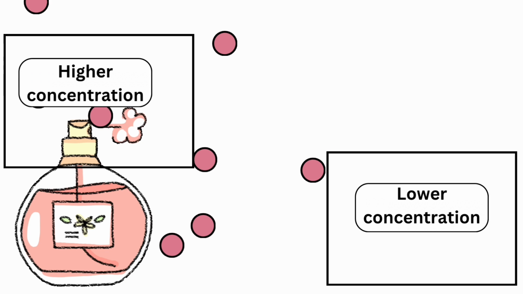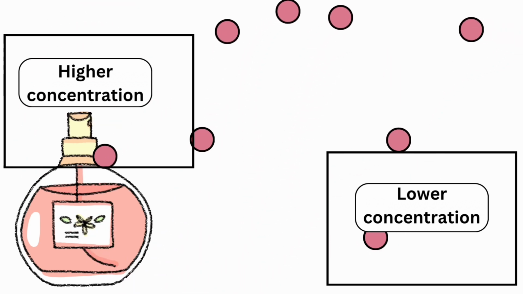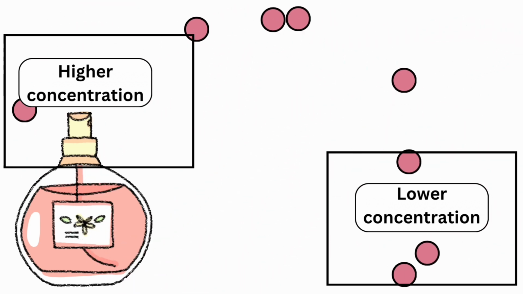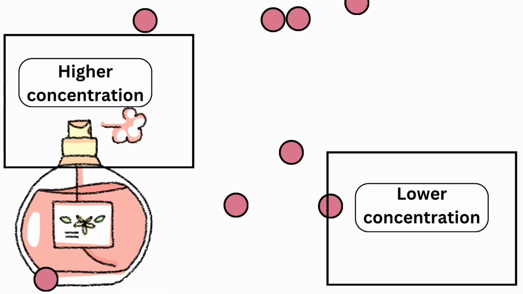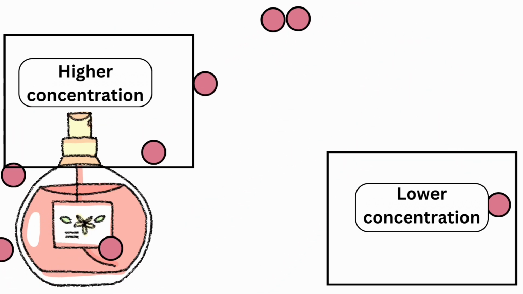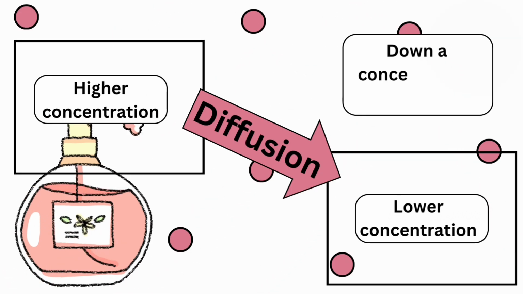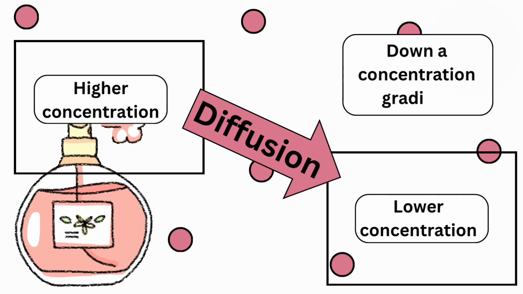So the perfume particles gradually move from this region of higher concentration to a region of lower concentration, and this spreading out process is called diffusion. And in diffusion, we sometimes say the particles are moving down a concentration gradient, so you'll sometimes hear that phrase.